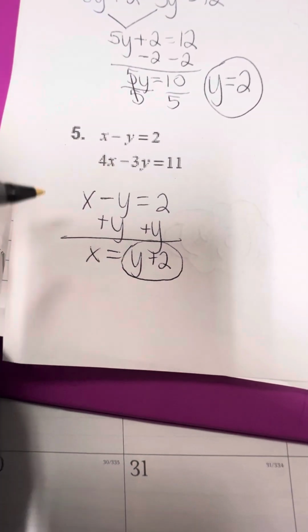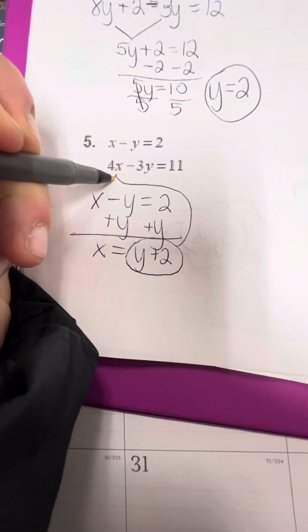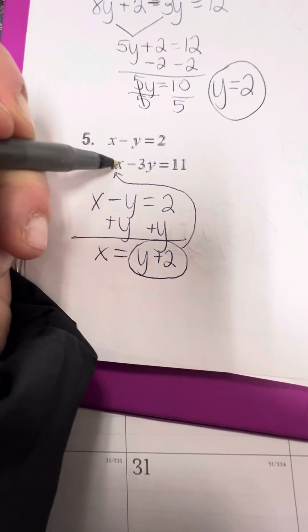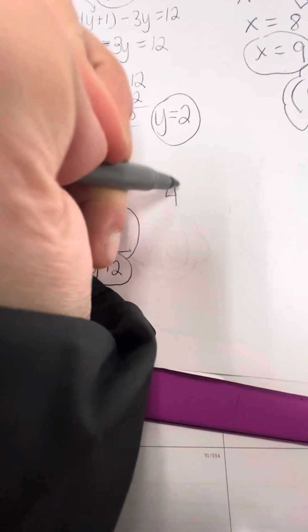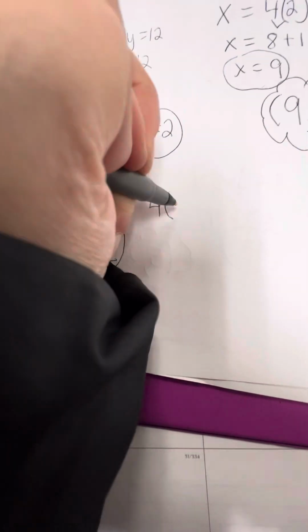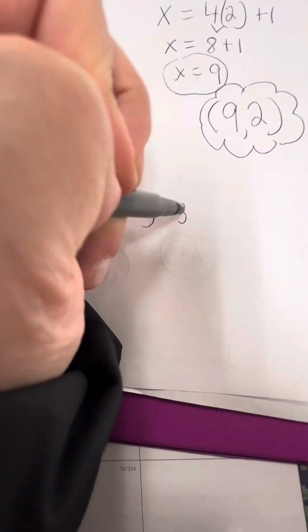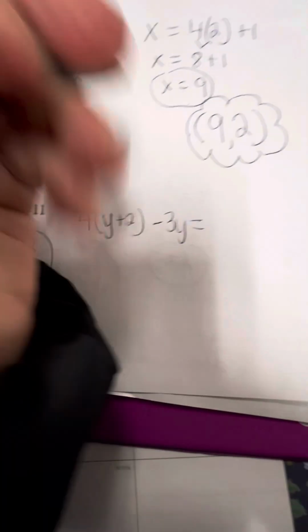Now, what that allows me to do is take this, and the x is equal to this part right here. I'm going to take it and replace it in the second equation where it is. So it's right here next to the 4. So I'm going to say 4, and then in parentheses, I'm going to replace the x with the y plus 2. So that's going to be placed in here. And then I'm going to go ahead and complete the rest of this equation. So minus 3y, and that's equal to 11.